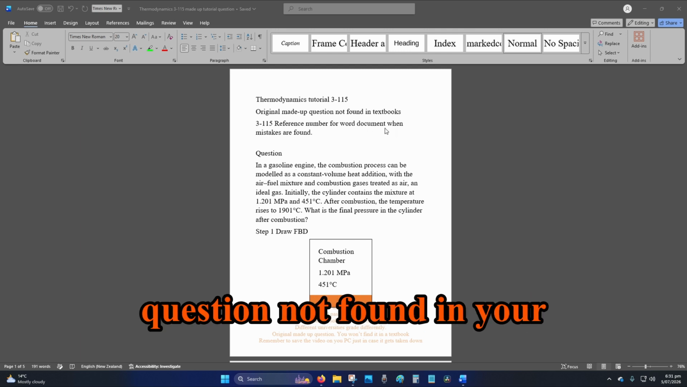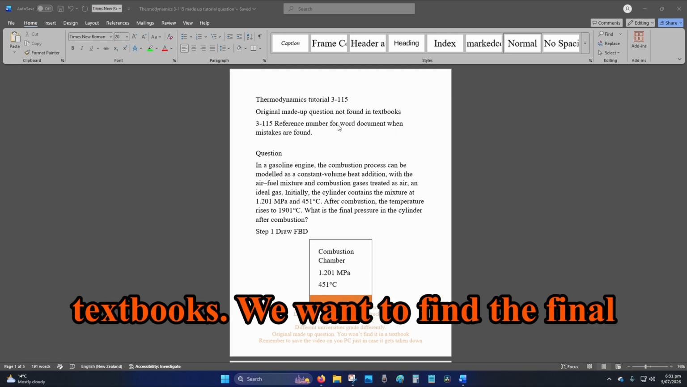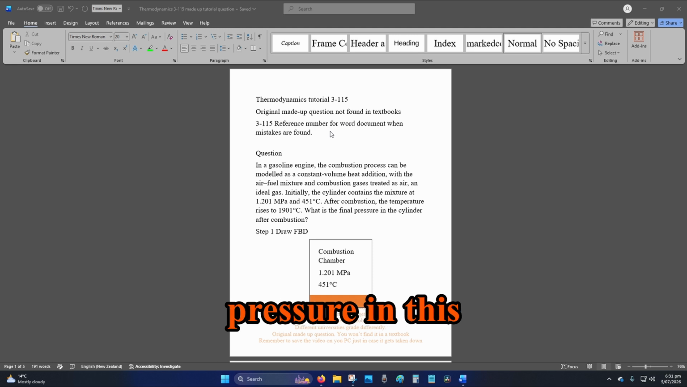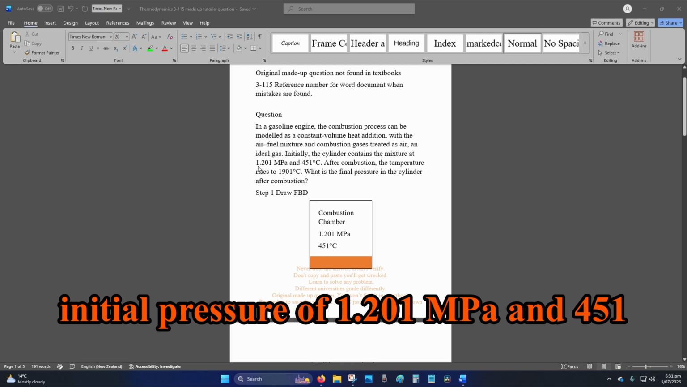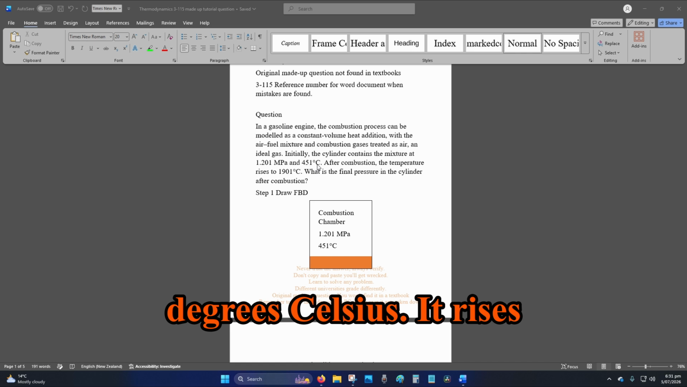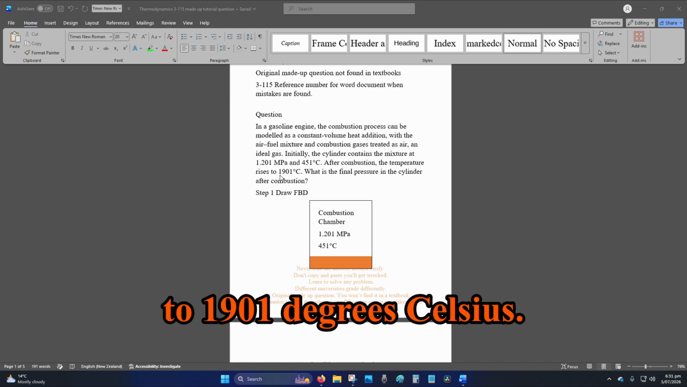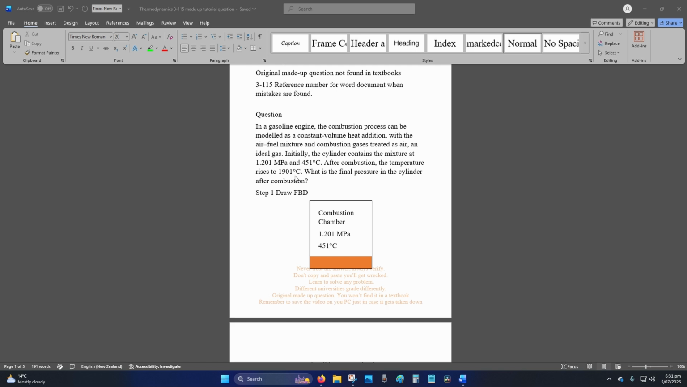This is a made-up question not found in your textbooks. We want to find the final pressure in this combustion chamber. So we've got an initial pressure of 1.201 MPa and 451 degrees Celsius. It rises to 1901 degrees Celsius.